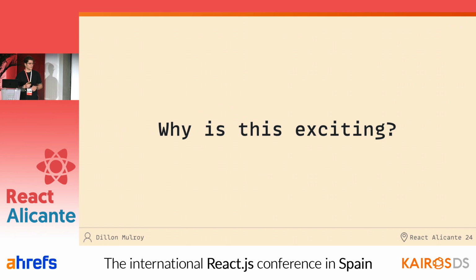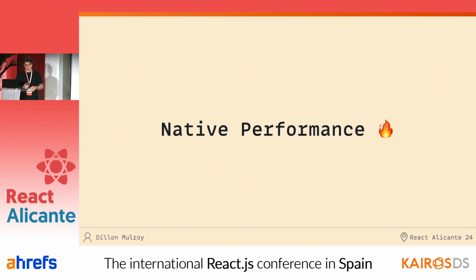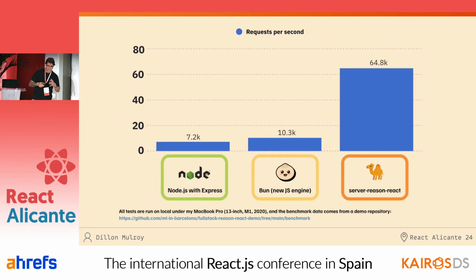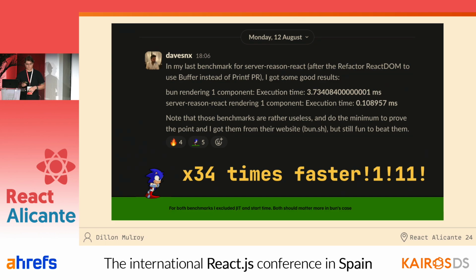So why is this exciting, and why should we care? Because we get native performance, right? I mentioned earlier that OCaml compiles down to native binaries. It's very, very, very fast. And you have to take benchmarks with a grain of salt, always. But objectively, rendering React on the server with OCaml is the fastest way to render React. And the Melange team at Ahrefs is continuously working on making this better.